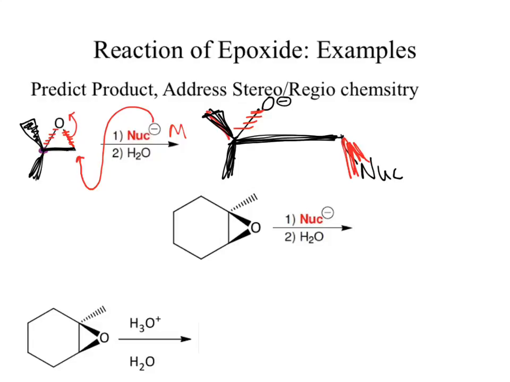Now we can add water to work up the reaction as a step 2. The oxide can pull our hydrogen off of water, and we can get our final product, our alcohol and our nucleophile. Okay? What happens in the next one?